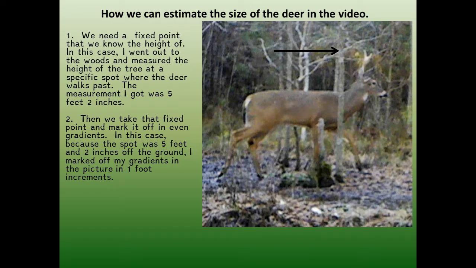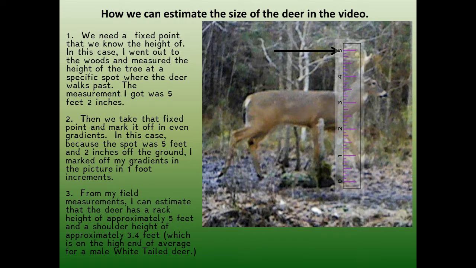Then what I'm going to do is take that fixed point and mark it off in even gradients. In this case, because the spot was 5 feet 2 inches off the ground, I marked off the gradients in 1 foot increments. So 0 being the base of the tree and 5 feet being the point that I measured to, which was 5 feet 2 inches.